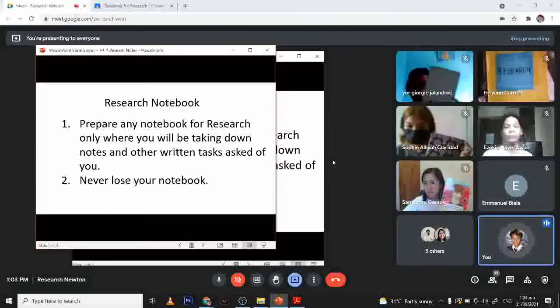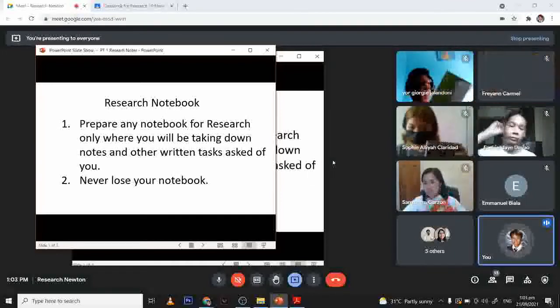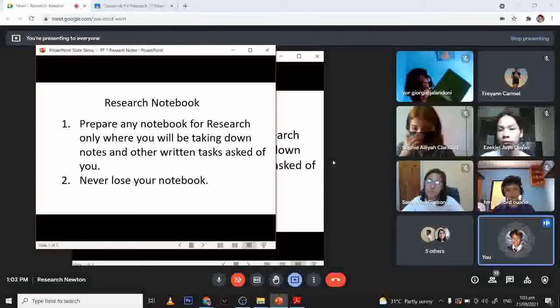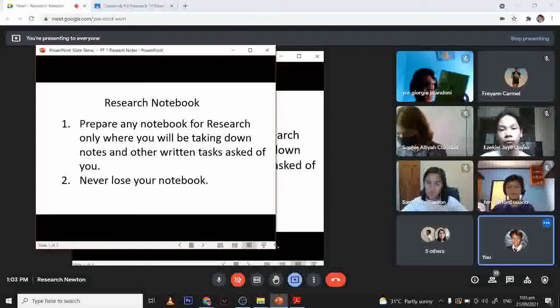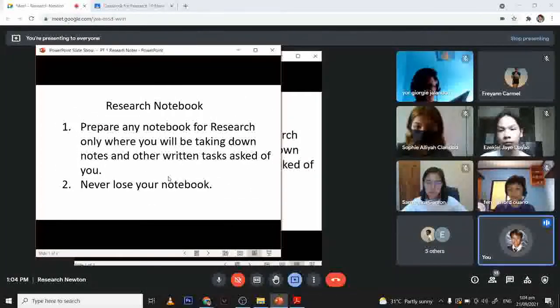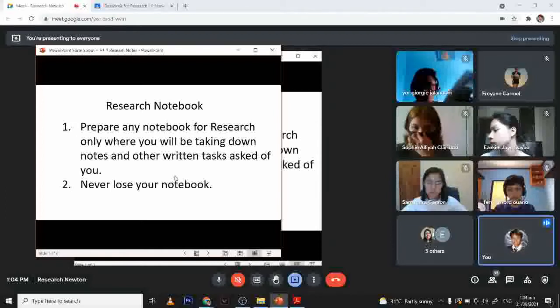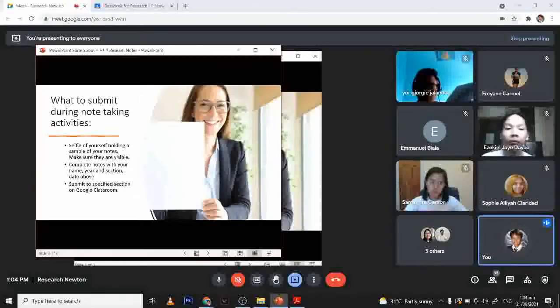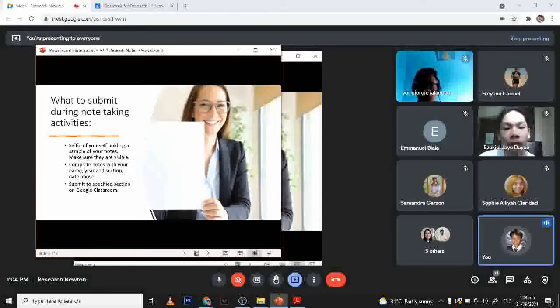So make sure that you only have your research notebooks and keep them because it will be helpful, especially when you proceed to senior high, even college, because research does not change. The principles always stay the same. So never lose your notebooks. You only take down notes of the things or the tasks that I ask you to. Not everything. But if you want to write everything, very good for going beyond what is expected.